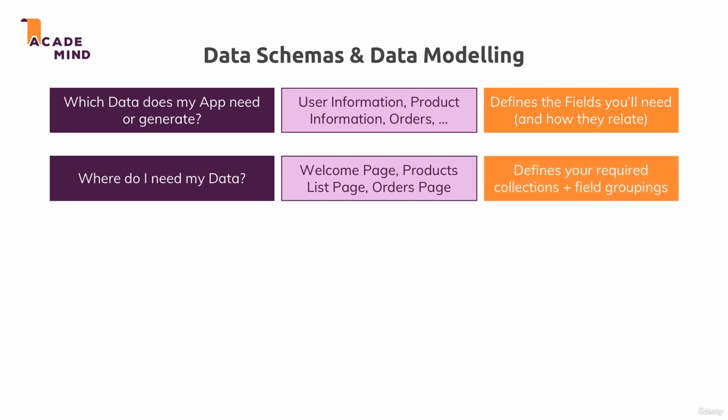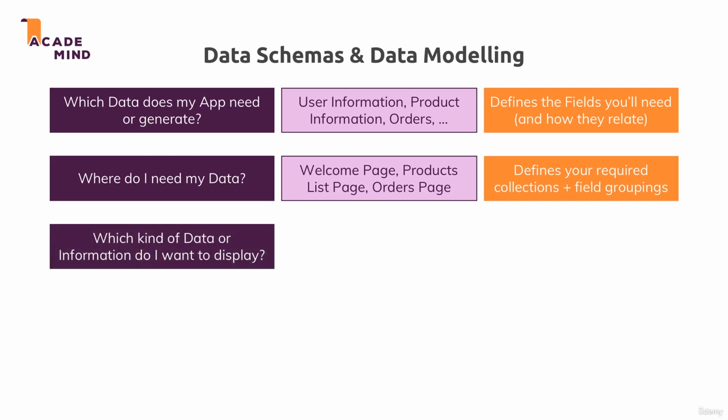So this defines your required collections. For example, that you have an orders collection for the orders page, that you have a products collection for the products page, and it also defines which fields you have in the documents of a collection and how you might group these fields together, so how you might relate these fields. More about relations in a second.